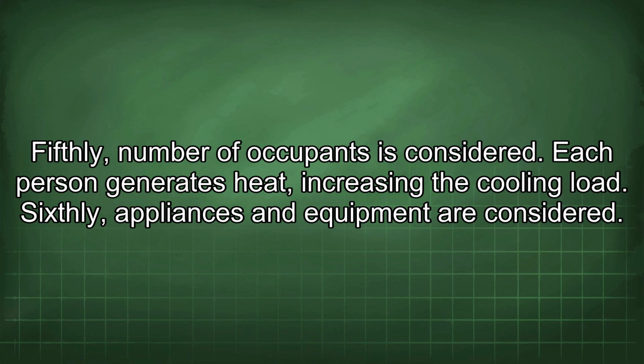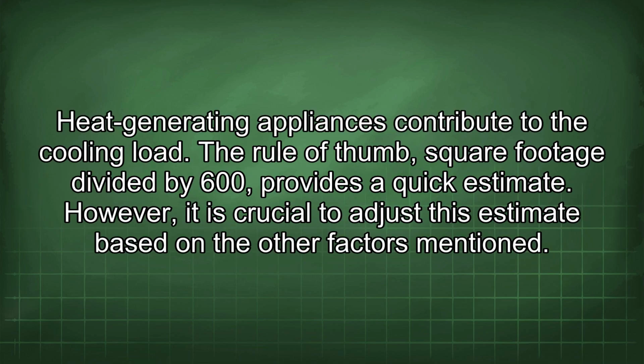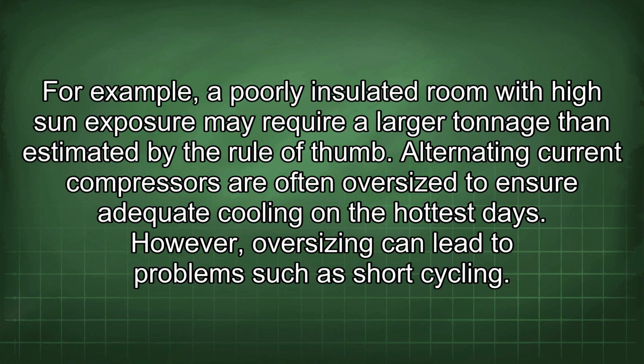Fifthly, number of occupants is considered. Each person generates heat, increasing the cooling load. Sixthly, appliances and equipment are considered. Heat-generating appliances contribute to the cooling load. The rule of thumb, square footage divided by 600, provides a quick estimate. However, it is crucial to adjust this estimate based on the other factors mentioned. For example, a poorly insulated room with high sun exposure may require a larger tonnage than estimated by the rule of thumb.